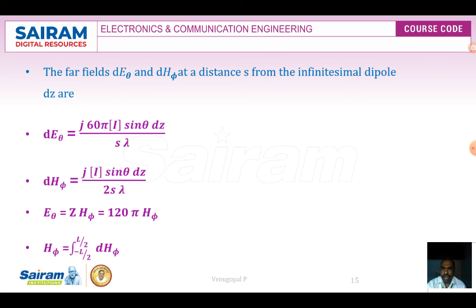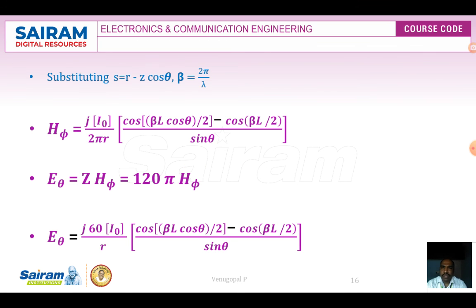So now substitute the value of dH phi and substitute the retardation current, and substituting s is equal to r minus z cos theta and β is equal to 2π by lambda. The equation of the far field H phi is simplified as j into I naught by 2πr into (cos of (βL by 2 into cos theta) minus cos of βL by 2) divided by sin theta. By knowing this far field component along the phi direction, we can find the field component along the theta direction very easily using the relation Z into H phi. Z is the intrinsic impedance, which is equivalent to 120π. Then E theta becomes 120π into H phi.